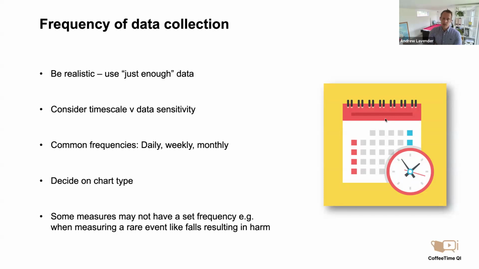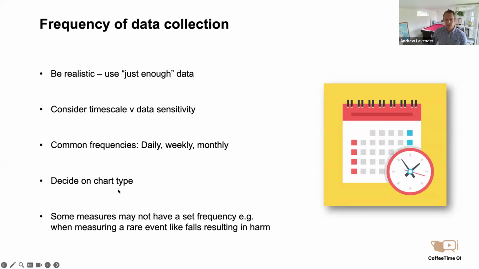Consider the timescale versus data sensitivity, which we talked a little bit about earlier. So you want to be able to see your changes on an appropriate timescale. So common frequencies that people use, things like daily, weekly, monthly, sometimes quarterly, but it does take a while to build up quarterly data points. So unless you're running a particularly long project, probably not quite as useful at that sort of length. So yeah, think about those. We'll have a look at that in Life QI in a minute.